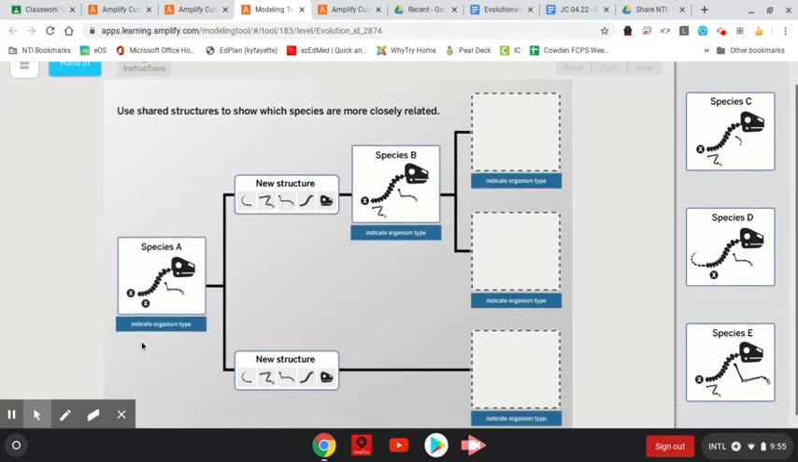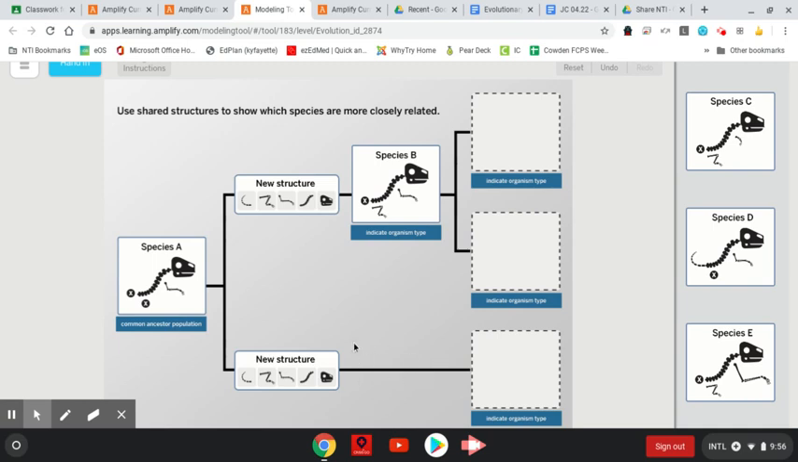So let's go ahead and take a look. Species A is where everybody's going to start. This is the original species. So this is going to either be our common ancestor or a descendant. Remember, we're talking about the species that began everything, so that would be our ancestor. So let's go ahead and look over. As you can see, there is no species pre-selected for you right here.